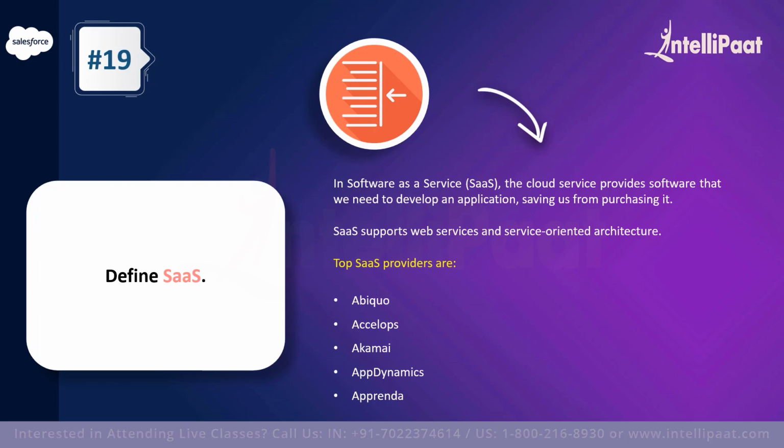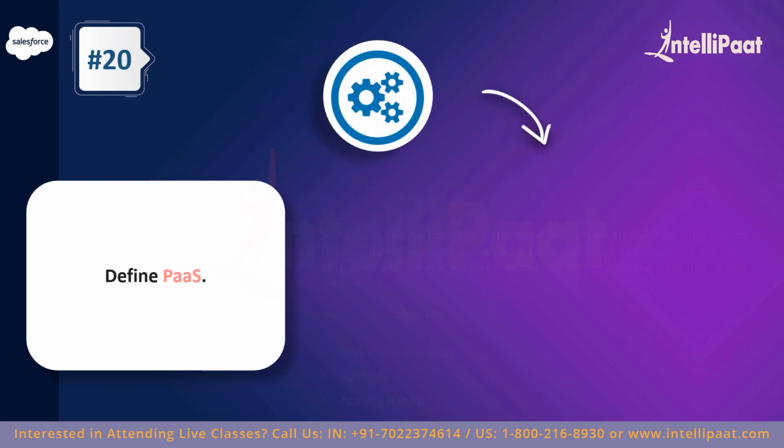So, you can have all of the web services and SOAs, or service oriented architectures, when you're going to use SaaS. And of course, there are many top providers. We have Abico, we have Excelops, we have Akamai, we have App Dynamics and Apprenda. These are some of the top SaaS providers out there. Now, there's a good chance you'll be asked about the other services as well. So let's check that out.